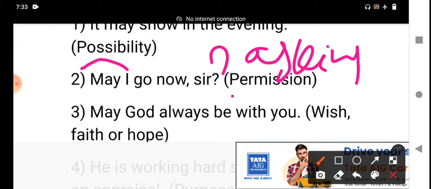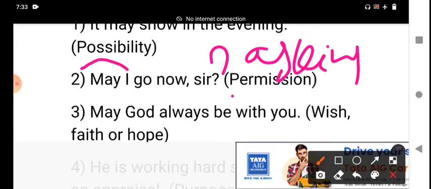May God always be with you. It is a wish. It is the desire. Wishing, blessing. We bless someone to be good in his life, leading a good life without any hurdles, any difficulties. May God always be with you. May God be with you. May God bless you.